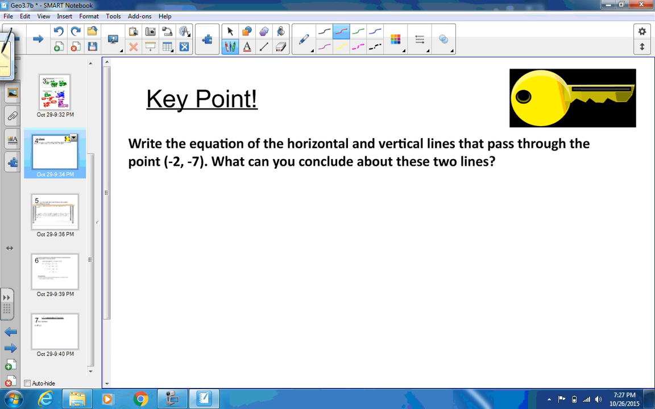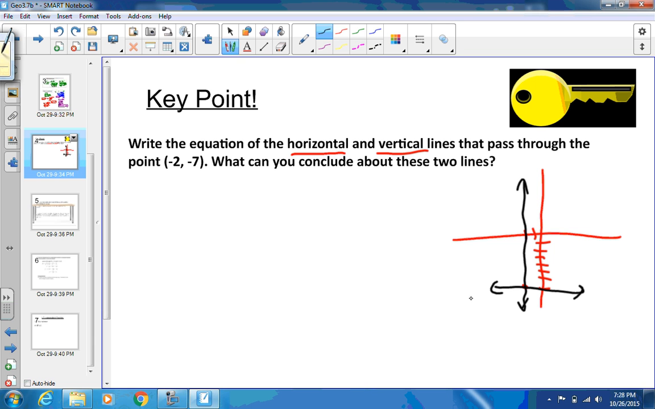This is one where it's slightly different. It says, write the equation of the horizontal and the vertical lines that pass through the point (-2, -7). What can you conclude about these 2 lines? So, first of all, if you want to show on a graph what it looks like, (-2, -7) right here. So the vertical line would go right like this, through the x equals -2 spot. And this one would go through the y equals -7. So really, that's exactly what those 2 lines would be.